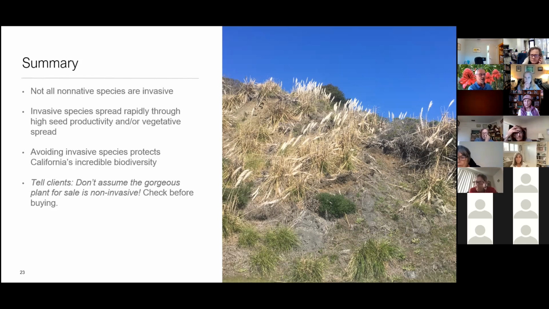Petra and I have watched it take over since she did her research on the coastal scrub of California 30 years ago. We've been watching this plant absolutely take over 100% of some areas, completely displacing the native coastal scrub. Invasive species spread rapidly, such as you see in that picture, through high seed productivity or vegetative spread.